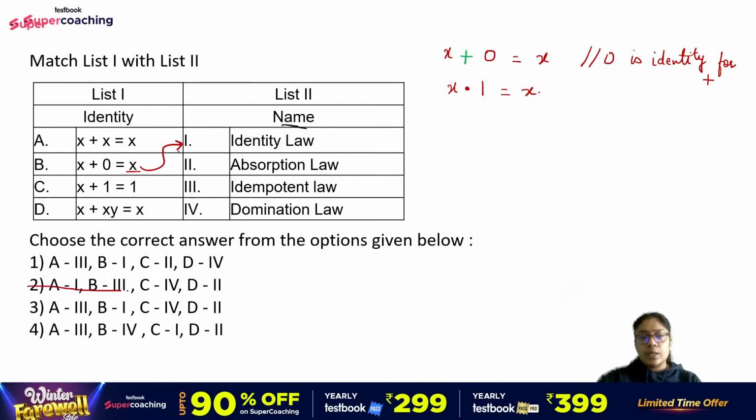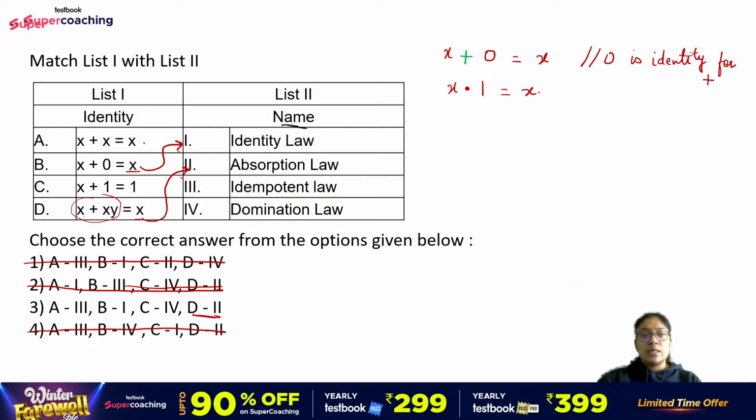This means that on the basis of this, we have eliminated the option 2 and 4. ये सबसे बेस्ट अप्रोच रहती है कि ऑप्शंस ही एलिमिनेट कर दो. Then we know that x plus xy is equal to x. So this is going to absorb some expression and it is returning just x. So what is this? This is nothing but the absorption law. That means D is 2. So on the basis of this, even this option is also eliminated.